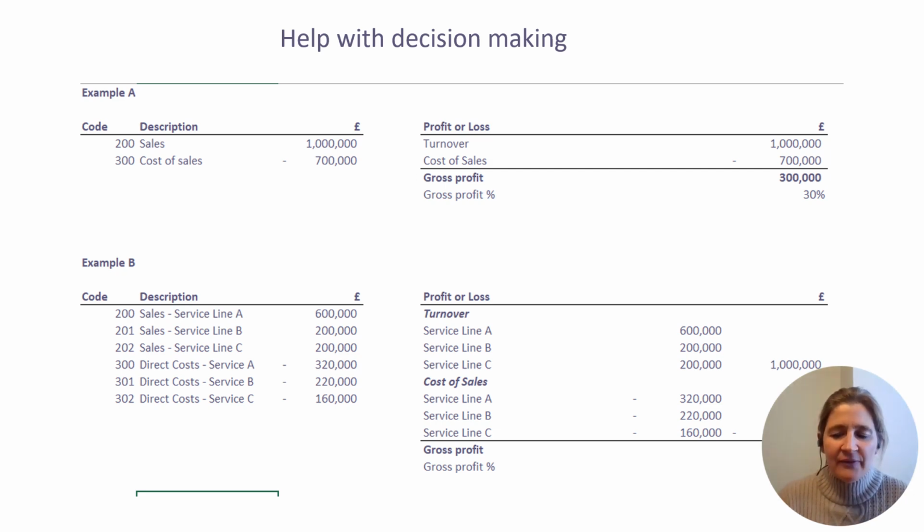So on the face of it, your biggest contributor to profit at the moment is service line A, and you need to do some further analysis of service line B to work out: is that an expected loss, or are there some surprises going on there, or do we need to think about actually discontinuing service line B?